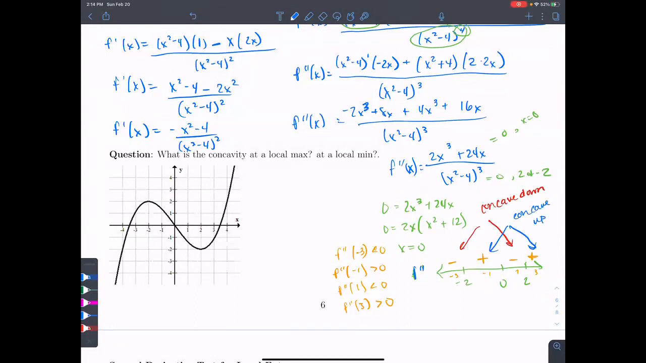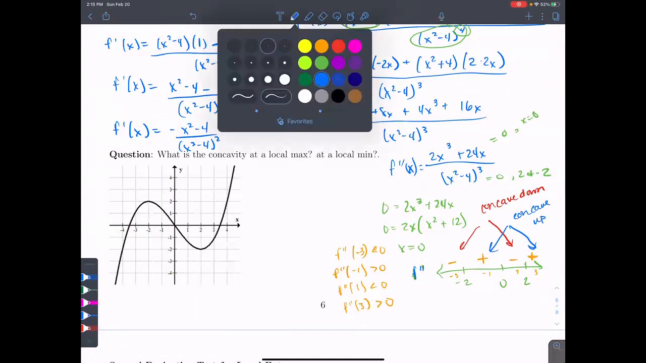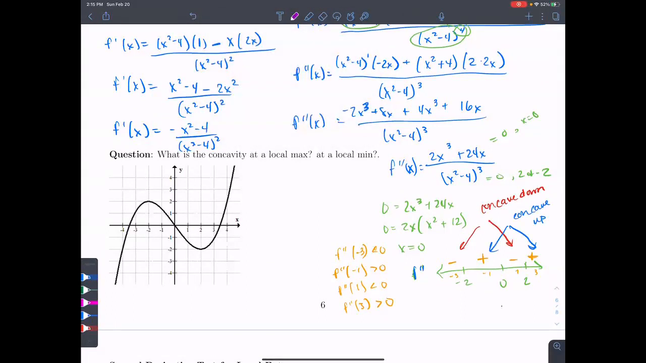And since negative 2 and 2 are not defined, they cannot be points of inflection because they're not even on the graph, but this is our only POI. The same reason that a place where the function isn't defined can't be a min or a max, a place where the function is not defined can't be a point of inflection either. So the 0, whatever f of 0 is, would give you your POI, which is 0.